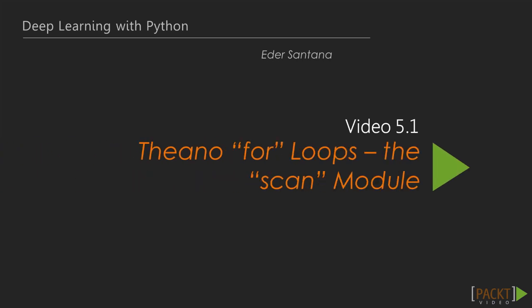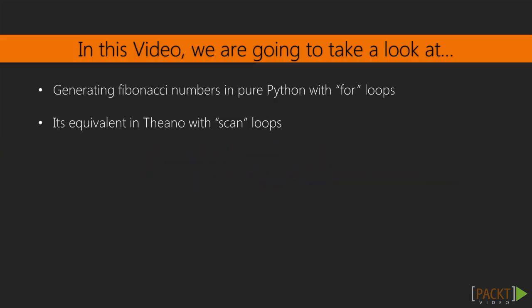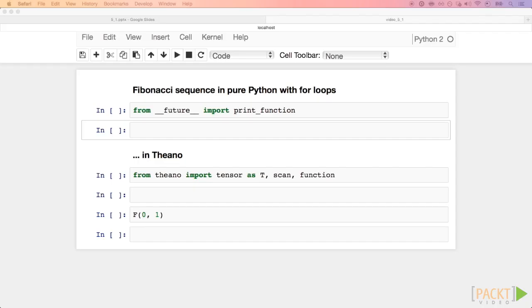Let's start with Theano for loops, the scan module. In this video, we are going to write a simple Fibonacci sequence generator using for loops in pure Python, and we will see its equivalent in Theano. Here we are in our IPython notebook to do some coding.